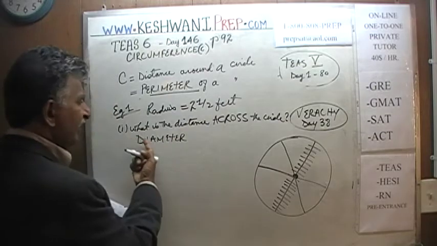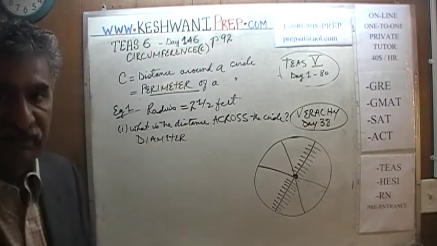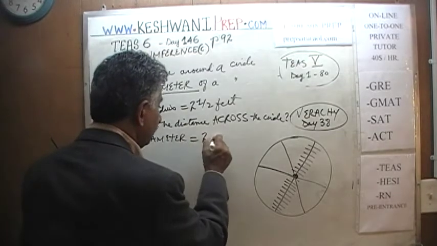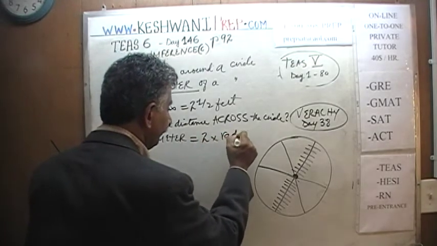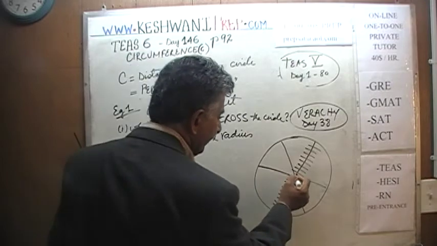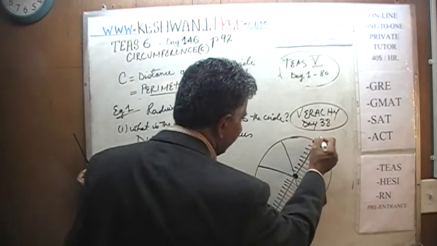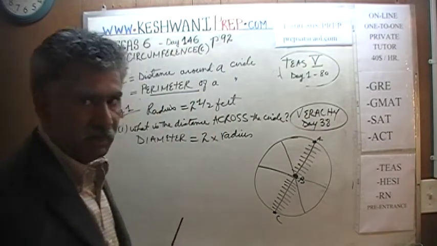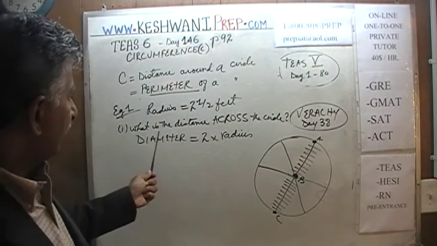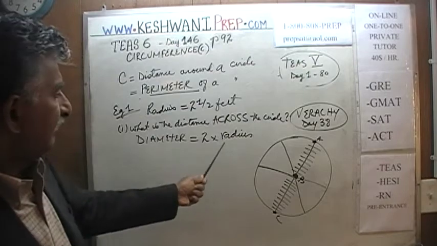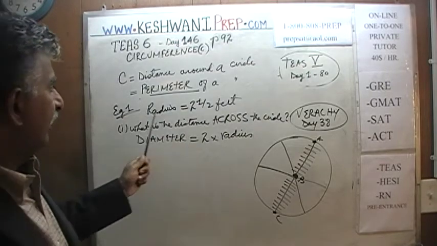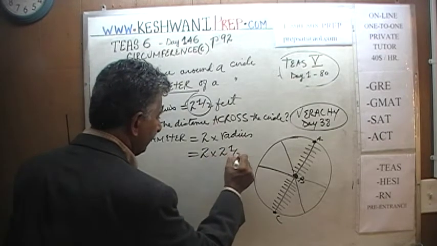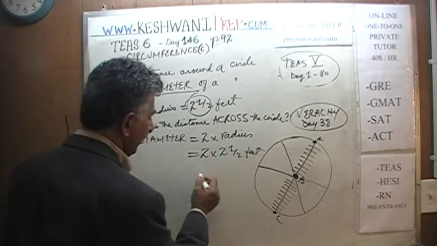So what they're asking here is, what is the distance across the circle? They're simply asking you, what is this diameter? Well, diameter is simply 2 times the radius. 2 radii: from A to B is 1 radius, and then B to C is another radius. 2 radii make a diameter. That's just 2 times the radius, and the radius is 2.5 feet. 2 times 2.5 feet is 5 feet.